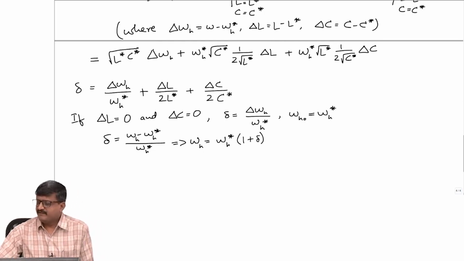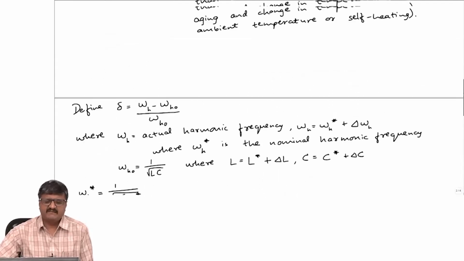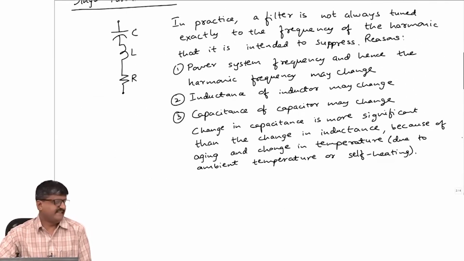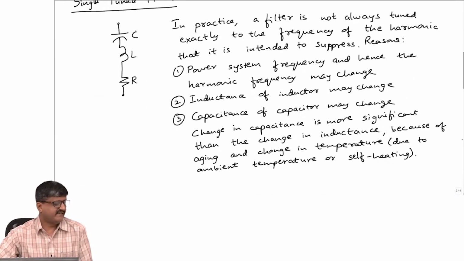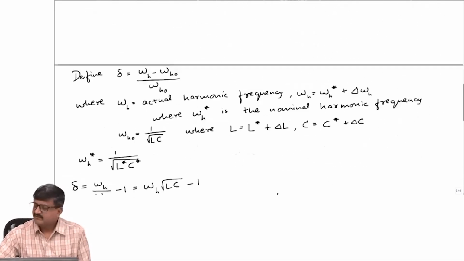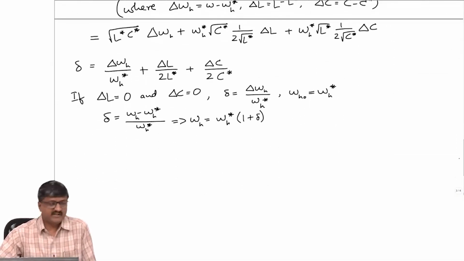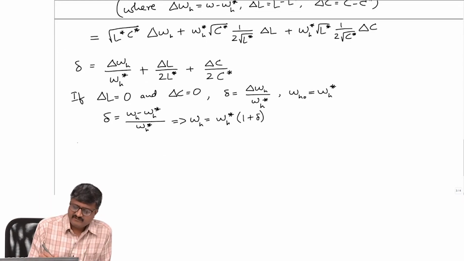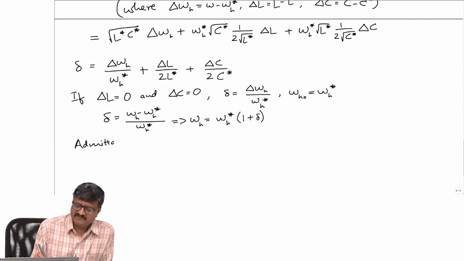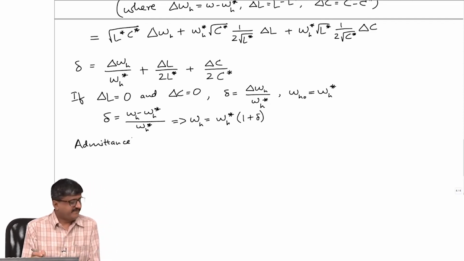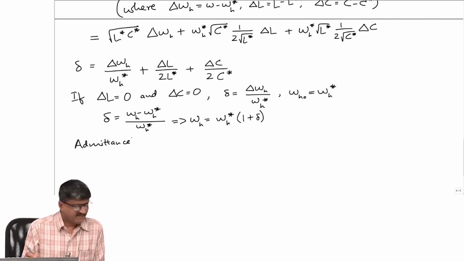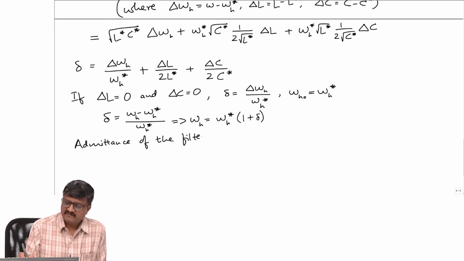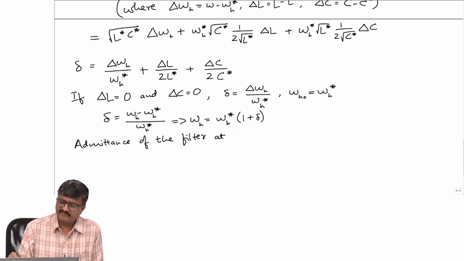So, we have this filter. See, the filter is very simple. It has an R, it has an L, it has a C, all in series. R, L, C are in series. Now, let us take this single tuned filter and try to write an expression for the admittance of the filter at a particular frequency, which is the harmonic frequency. So, admittance of the filter at the harmonic frequency.